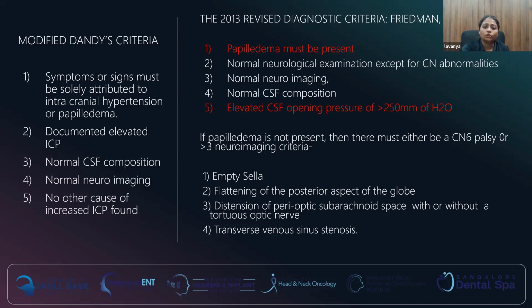If papilledema is not there in an individual, but the rest of the features are there, then they must have either of these criteria, okay? And the neuroimaging mainly. So either empty Sella, flattening of the posterior aspect of the globe, distension of the perioptic subarachnoid space with or without the tortuous optic nerve, or transverse venous sinus stenosis. Okay. So either partial or complete empty Sella, flattening of the posterior aspect of the globe, distension of perioptic subarachnoid space with or without tortuous optic nerve, and transverse venous sinus stenosis.